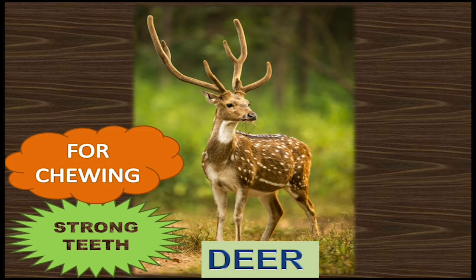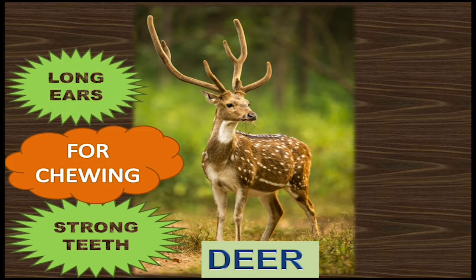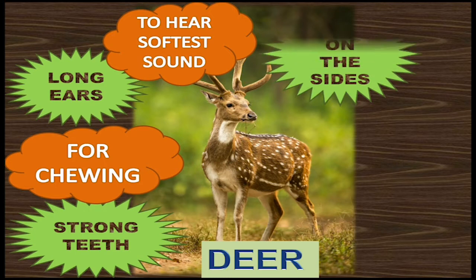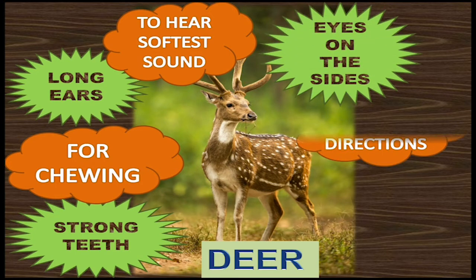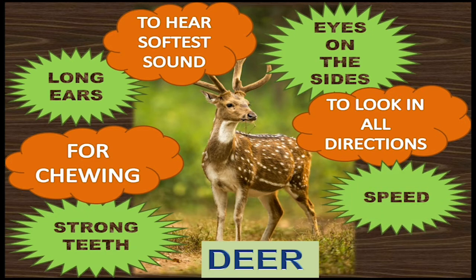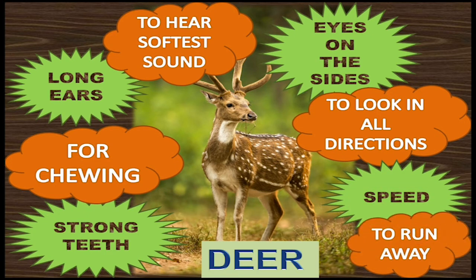It needs to know about the predators around it, so it has long ears to hear the movement of predators. The eyes on the sides of the head allow a view in all directions for danger. The speed of the deer is very high, which helps it run from the predators. Okay, so these are some of the adaptations of the deer.